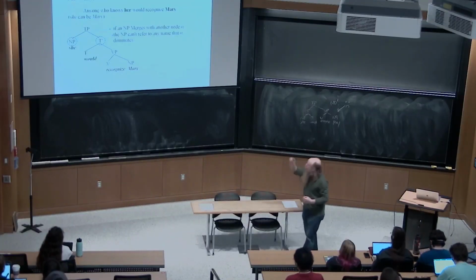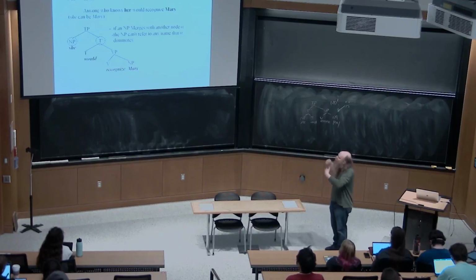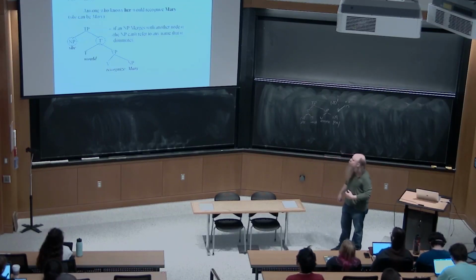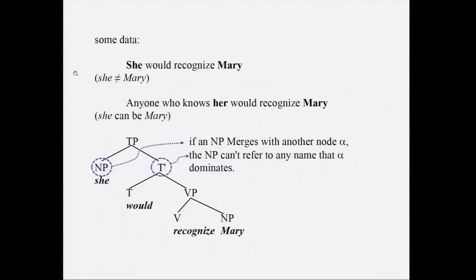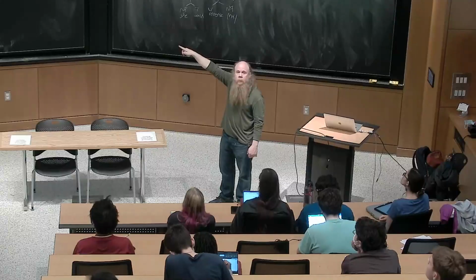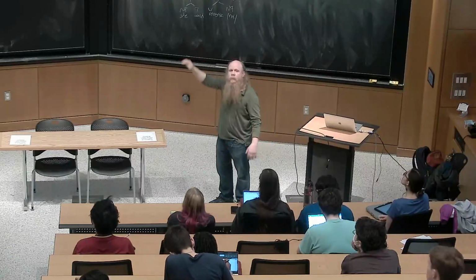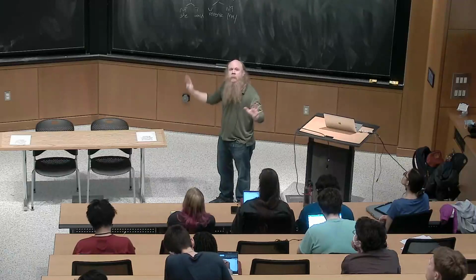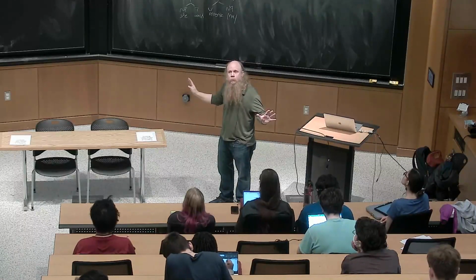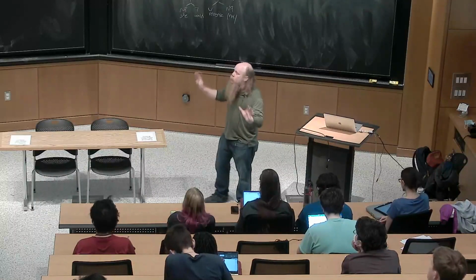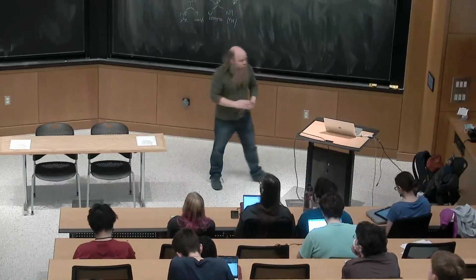So what's wrong with this example, or why can't she refer to Mary in this example? The theory would be, it's because you merged she with that T bar there, and that T bar dominates Mary. And therefore, this principle says, she can't refer to anything that's inside that T bar, and Mary is inside that T bar. That's what this principle is meant to do. Let me show you that it distinguishes between the two examples.